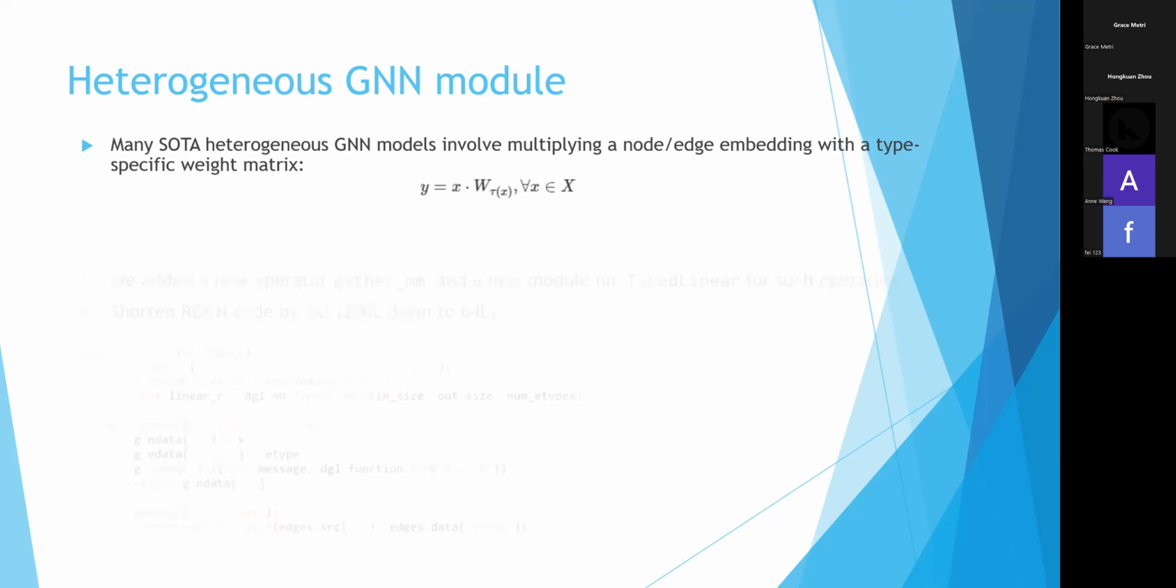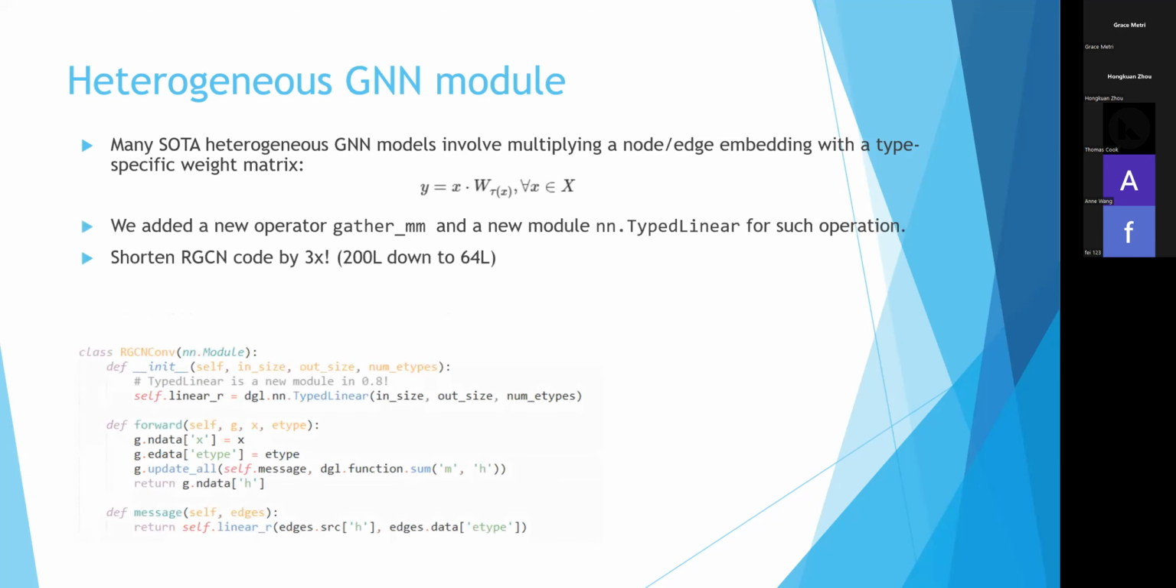So in the new release, we added a new operator called gather_mm for this kind of operation, and also a new module called typed linear that internally maintains the weight matrices. So you only need to provide an X and the corresponding type, and you can get the final result.